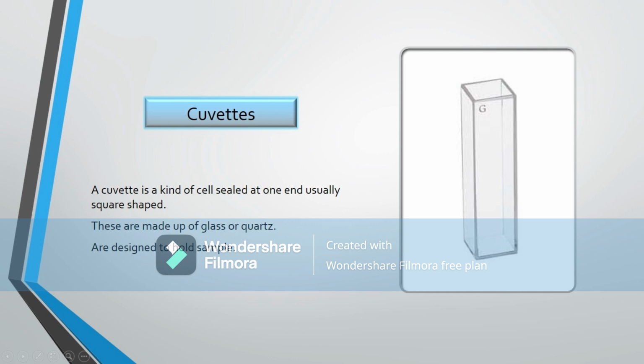Next one is cuvettes. Cuvettes are also known as sample holders, and these are commonly called cells. These are square-shaped tubes that are sealed at one end. They can be made of glass or quartz. Plastic can never be used to make cuvettes as it alters the results of absorbance or transmittance of your sample. Cuvettes should be as clear as possible because slight impurity can alter your results. In the figure you can see a cuvette made of glass.